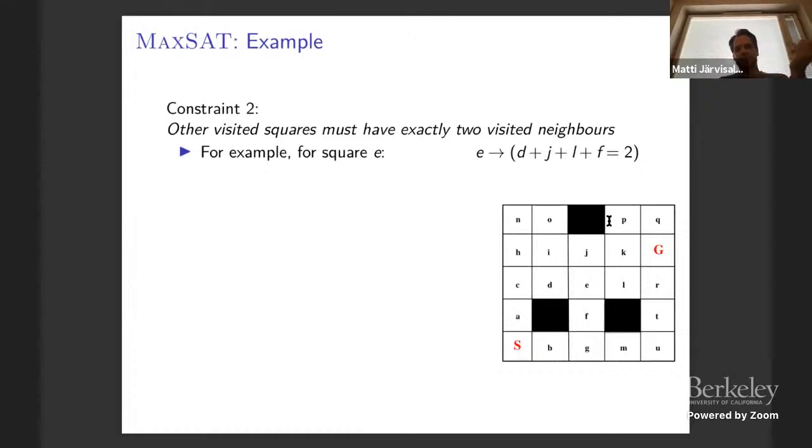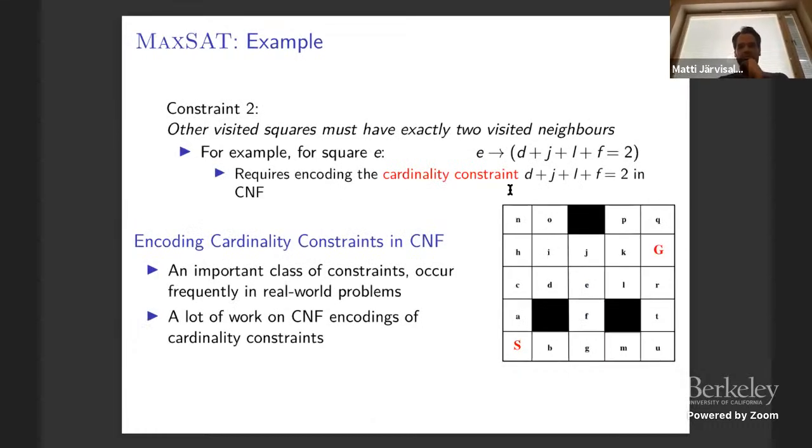And now to talk about the intermediate squares or grid cells on our path, we need to say that each of them, if they are on the path, then they have to have exactly two visited neighbors. So now it's a sort of conditional or reified constraint saying that if we take the penalty of including E, for example, on our path, then exactly two of D, J, L, and F, the horizontal and vertical neighbors of E, are visited by the path. Now, this of course requires encoding the cardinality constraint over here in CNF.